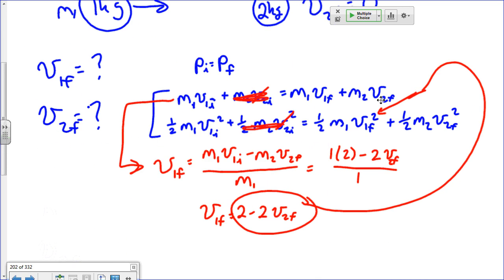It's only different from the others that we've had in that not only is momentum conserved, but also energy is conserved. And so you have a system of two equations with two unknowns.